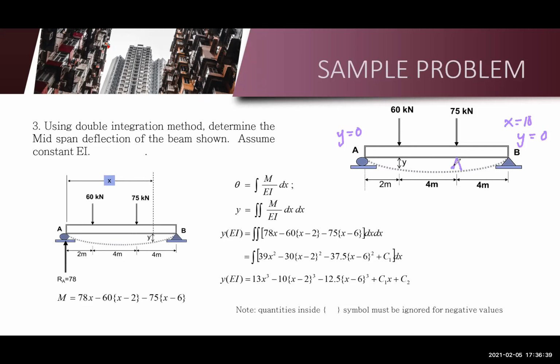Example lang. If nandito yung support mo, di ba, ang magiging itsura ng deflected shape is ganito. So therefore, ang y na 0 mo is nandito. So ang x na gagamitin mo is 6. So wag tayong magpa-familiarize na dapat magkabilang dulo. So you need to check the deflected shape of the beam. And then tingnan nyo kung saan ba 0 yung y, and then yun yung gagamitin na value ng x.